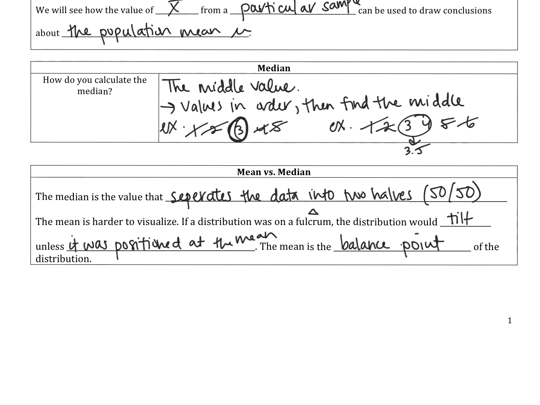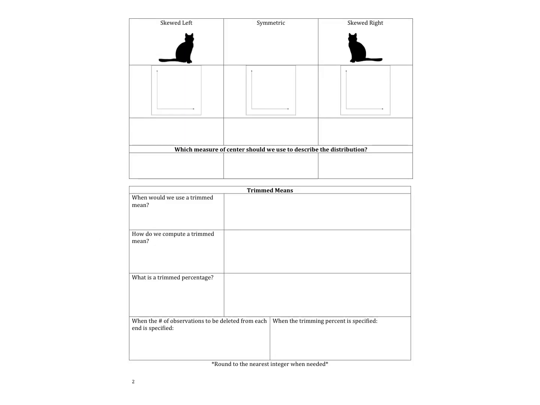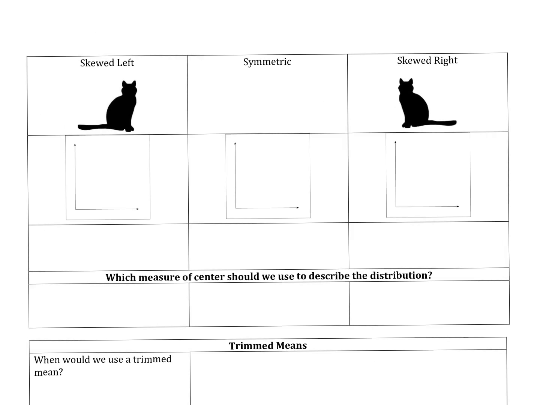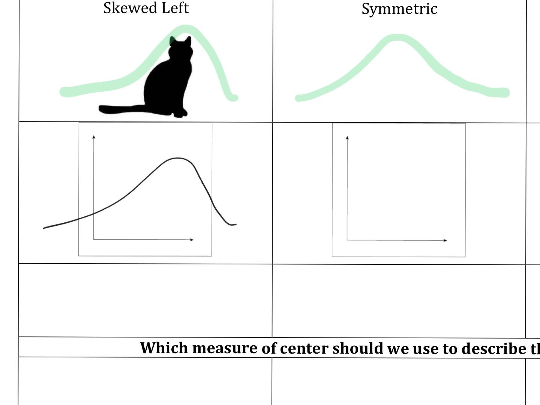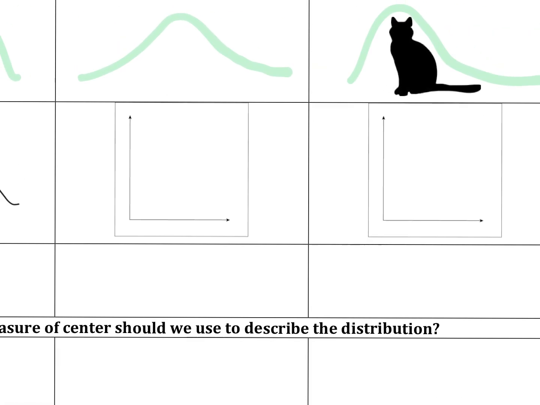So now that we're talking about shape, let's go to the next page. As far as shape goes, we've already spoken about this a little bit. Remember, skewed left or right is where the tail trails. If the tail goes left, it's skewed left. If the tail goes right, it's skewed right. And symmetric can look like many things. It can look uniform, or what we like to see most of the time, symmetric bell-shaped. So we've got skewed left, symmetric, and skewed right.